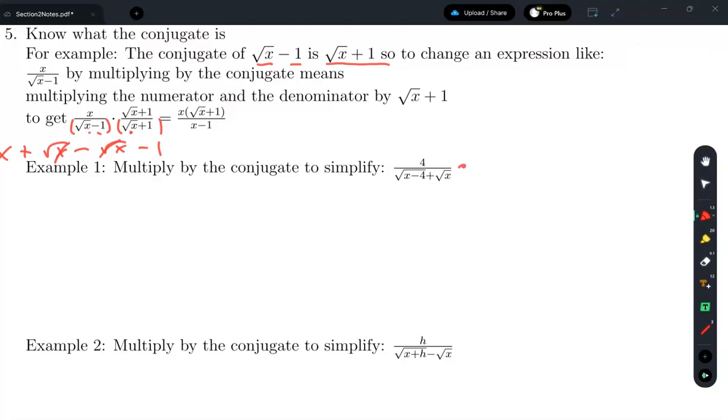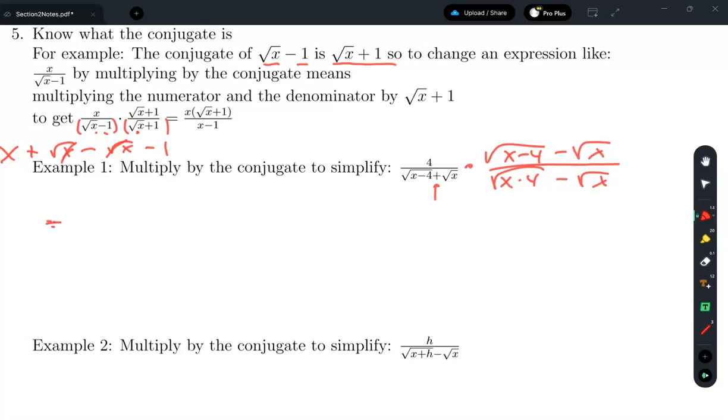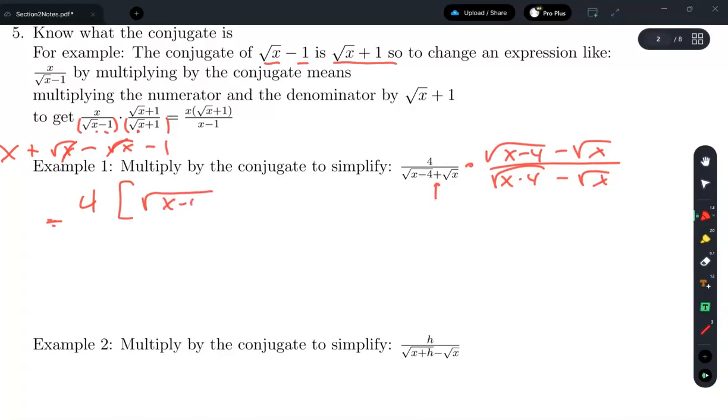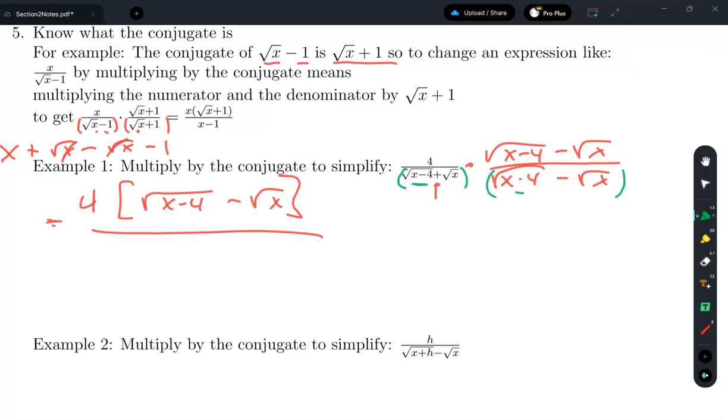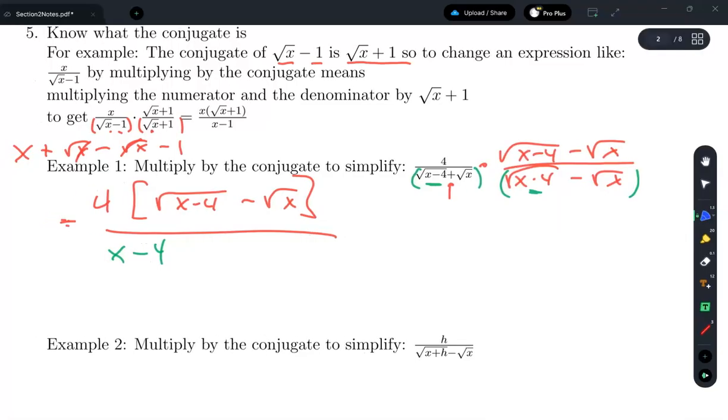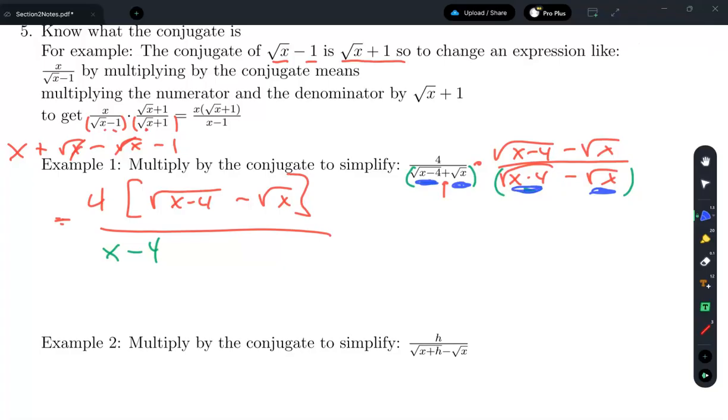Okay, so let's try this one. Since there's an addition sign here, I'm going to multiply by root x minus 4 minus root x on the top and the bottom. The numerator, I'm just going to leave as 4 times this ugly thing. And then all over, here's where we are expecting the difference of squares, right? This root x minus 4 times this root x minus 4 is going to give me an x minus 4. And let's use colors here. If I take root x minus 4 times a negative root x, and then a root x times root x minus 4, those will cancel, right? Because it's minus and plus. So those are gone.